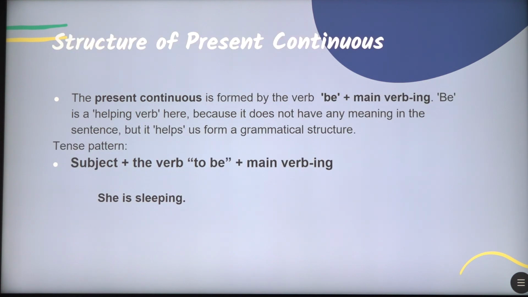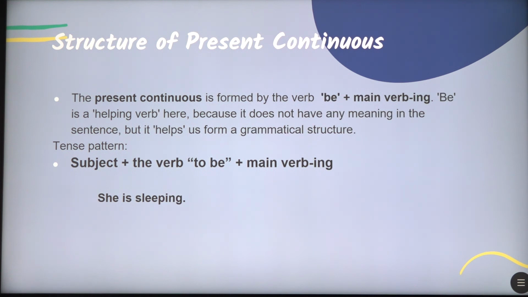The structure of present continuous is formed by the verb to be plus the main verb and the ending ing. The verb to be is a helping verb here because it does not have any meaning in the sentence, but it helps us form a grammatical structure. Here we are going to see the tense pattern, which is subject plus the verb to be and then the main verb and ing.